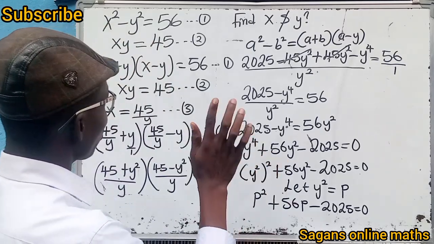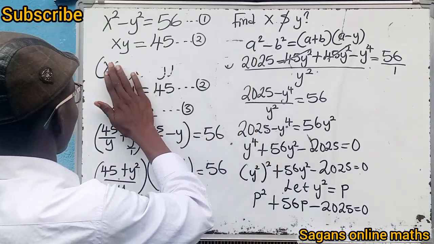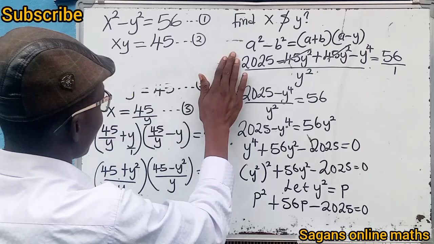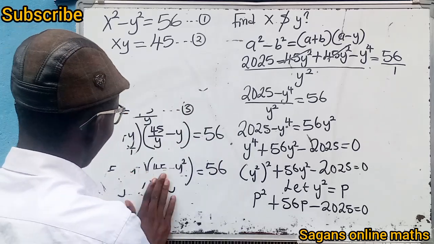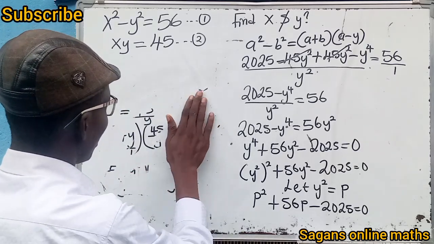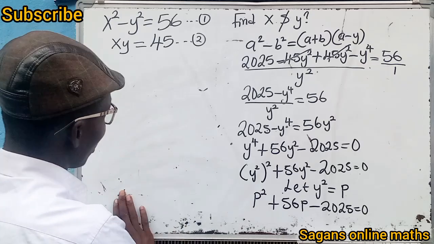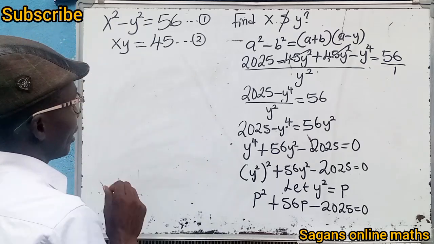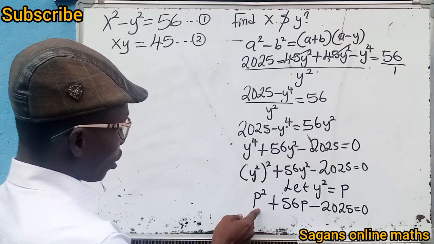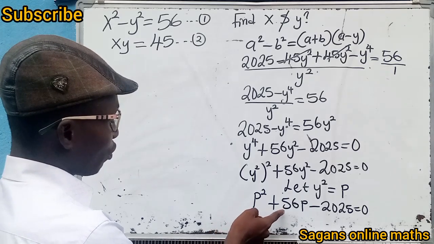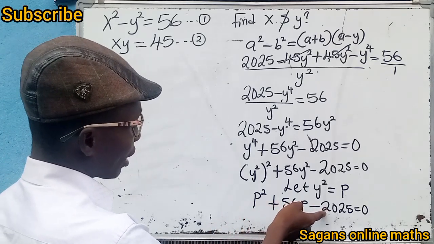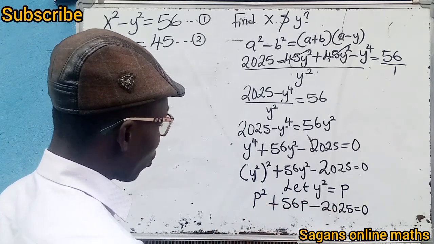Pardon me to remove from here, sorry that I'm using my bare hands, my duster is not here yet, so I can remove this because we are going to solve for the value of P. Now look at the new equation, we are getting a quadratic equation: P square plus 56P minus 2025 equals 0. Now we are going to factorize it.